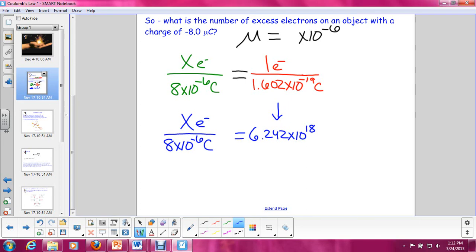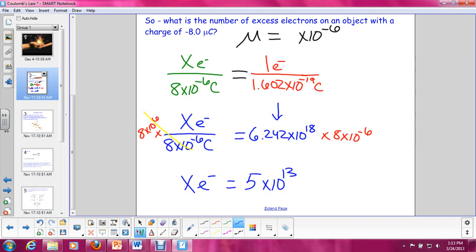In order to get X by itself, we have to multiply both sides by 8 times 10 to the minus 6, in order to have it cancel on this side. So after we do that, we find that X electrons are equal to 6.242 times 10 to the 18th times 8 times 10 to the minus 6. And when you put that into your calculator, it turns out your number is 5 times 10 to the 13.